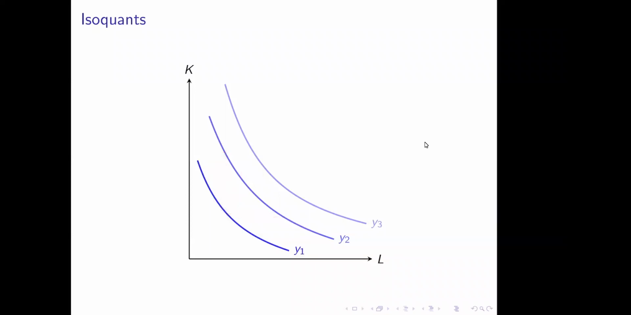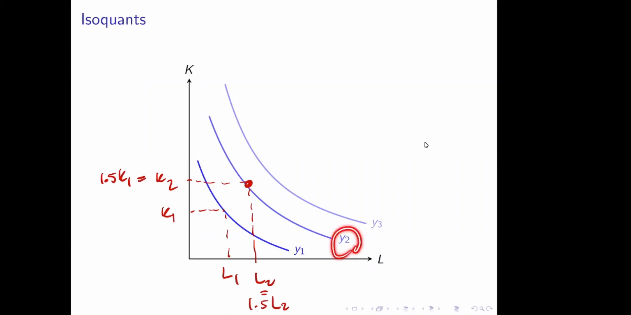Let's say if I draw the diagram like this, this is K1, L1, that yields Y1. And now I increase both K and L, now at K2 and L2. Let's say that K2 is equal to 1.5 times K1, and L2 is equal to 1.5 times L1, for example. And that would give me Y2, which is supposed to be greater than Y1, obviously.